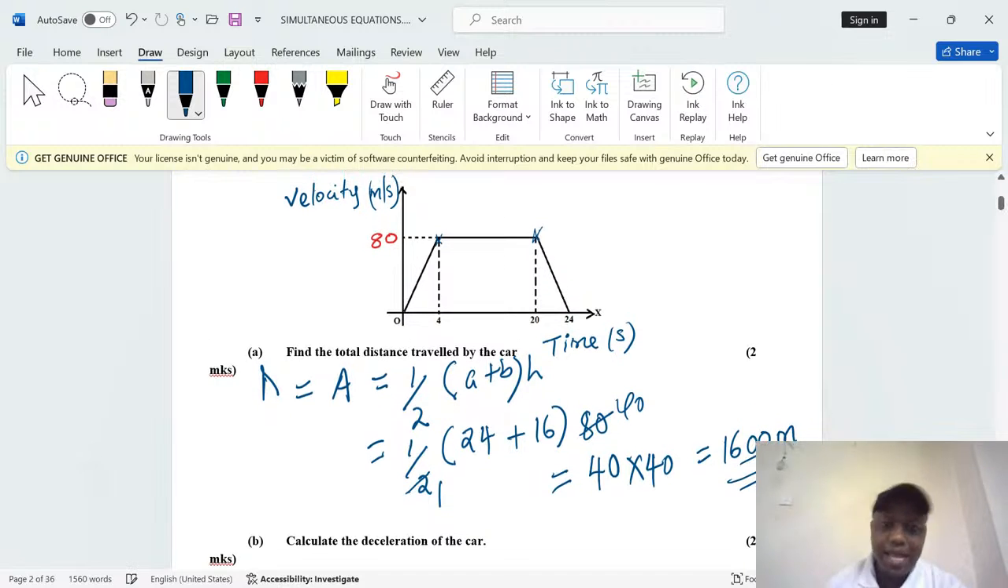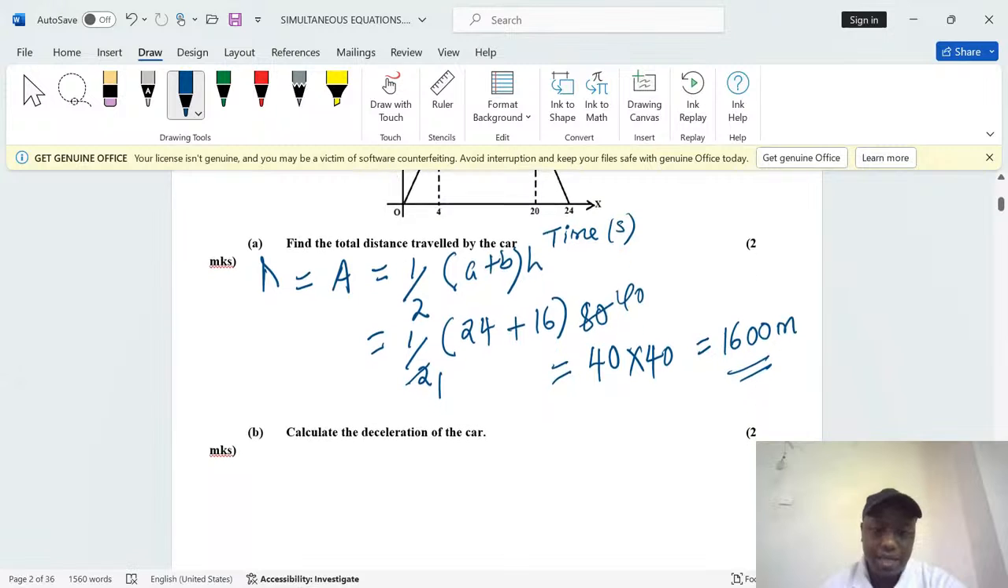The other thing we are told is to calculate the deceleration of the car. Remember, there isn't a specific formula that leads us to deceleration. What learners should understand is that deceleration is usually the absolute value of a negative acceleration.